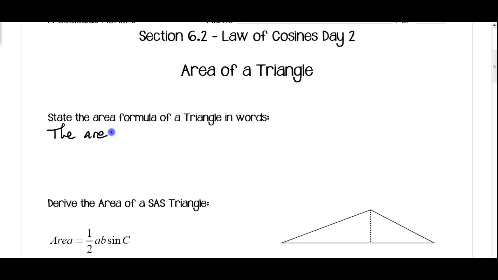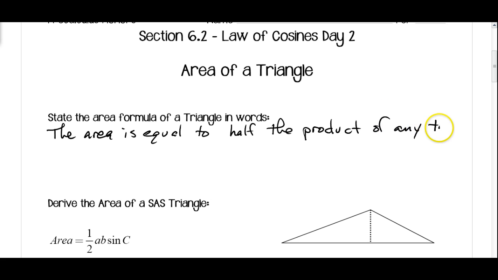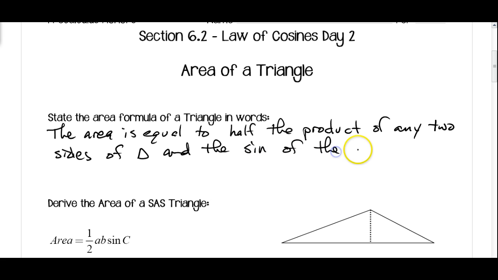the area is equal to half the product of any two sides of a triangle and the sine of the included, notice I have this in capitals because that's important, included angle.